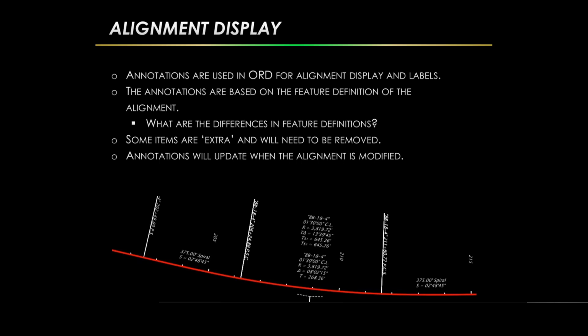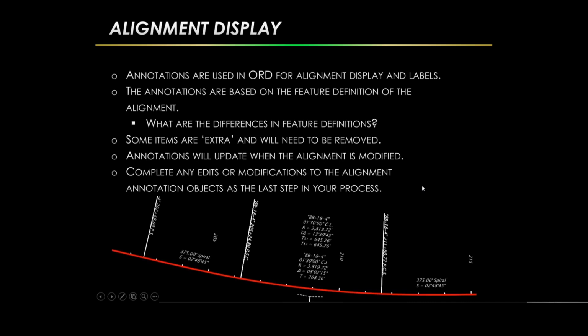Now, be warned, the annotations do update when the alignment is modified. That can be a good thing or that can be a bad thing. So it's best to complete any edits or modifications to your alignment annotation as the last step in your process. If you spend a bunch of time making the text pretty and getting everything the way you want it, but then you decide we need to extend the alignment, or we found some new evidence and need to fit the curve a little differently, then all of that work's going to be lost as soon as you modify the alignment.